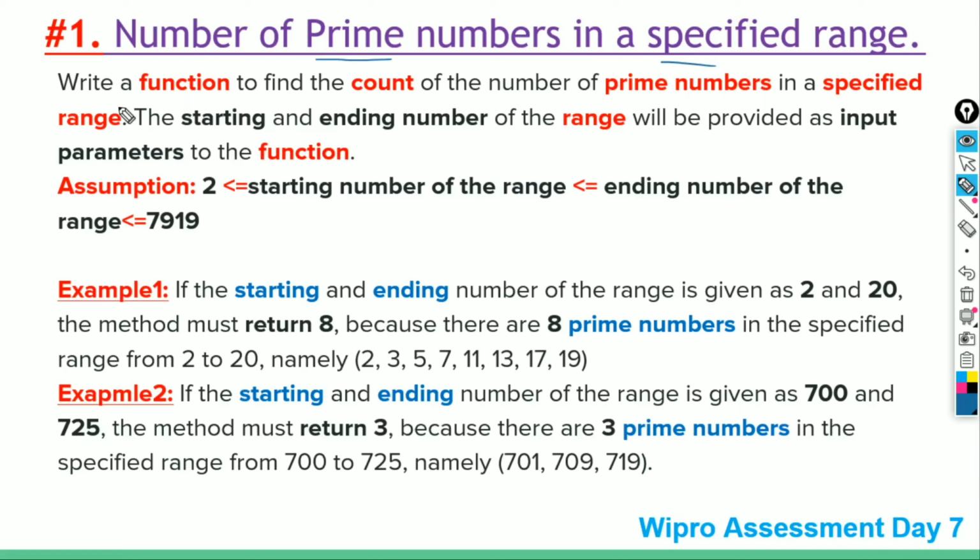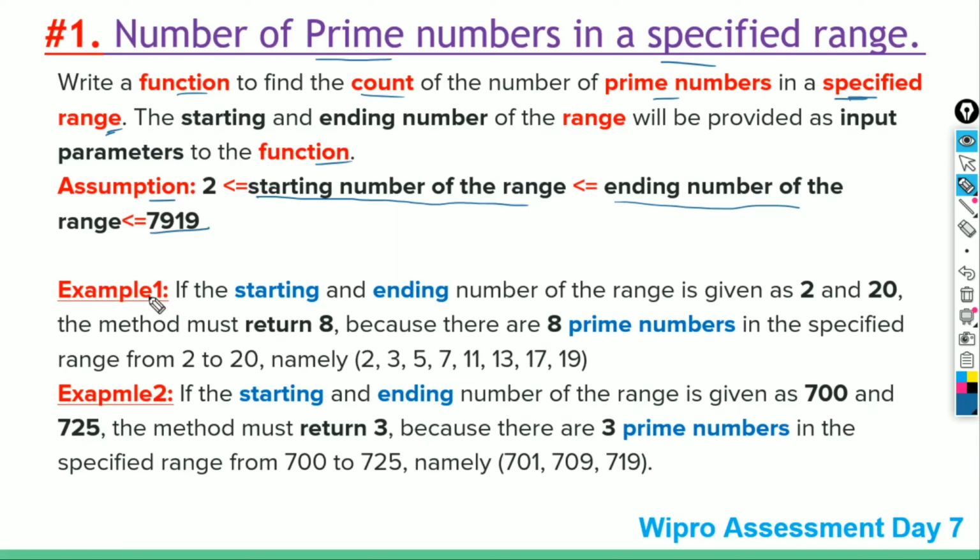Here the question is given: write a function to find the count of the number of prime numbers in a specified range. Here we have to write a function that will find how many prime numbers are present in the specified range, and the starting and ending number of the range will be provided as input parameters to the function. Here the assumption is given that 2 is less than or equal to the starting number of the range, which is less than or equal to the ending number of the range, which is less than or equal to 7919.